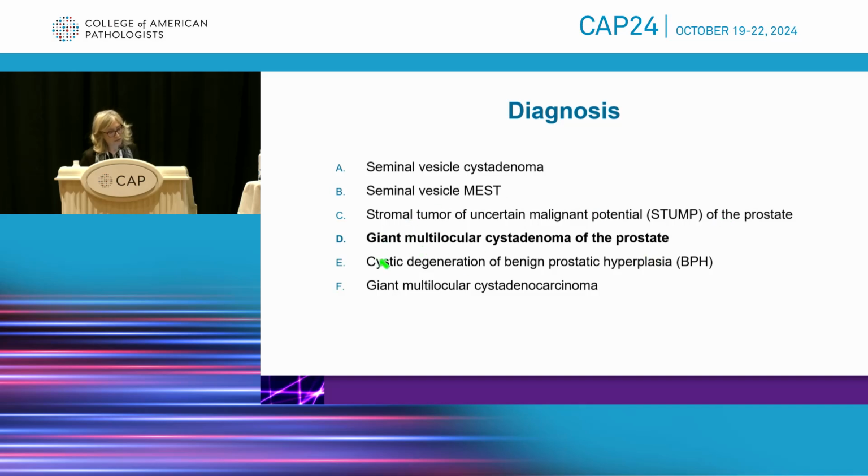I also left an option for the surgeon that I couldn't completely rule out that this is cystic degeneration of BPH, because oftentimes when BPH is so expanded, there may be a median lobe that forms, and this could have been an exaggerated median lobe that started to enwrap the seminal vesicles. But in any event, I did think there was a benign lesion.